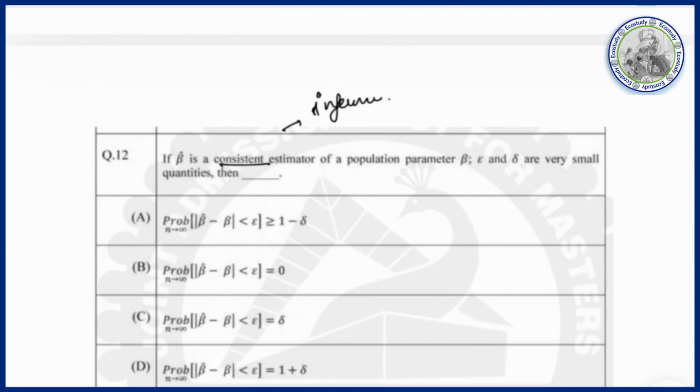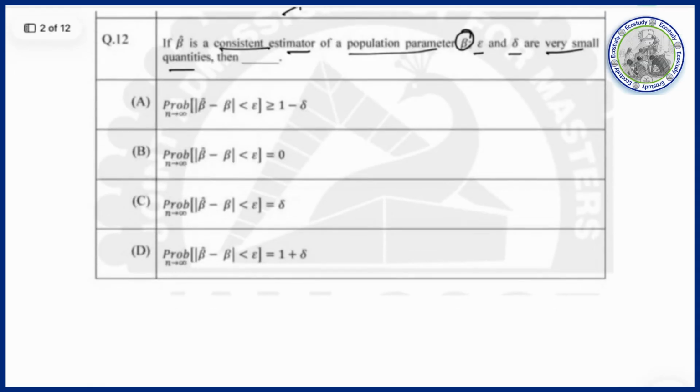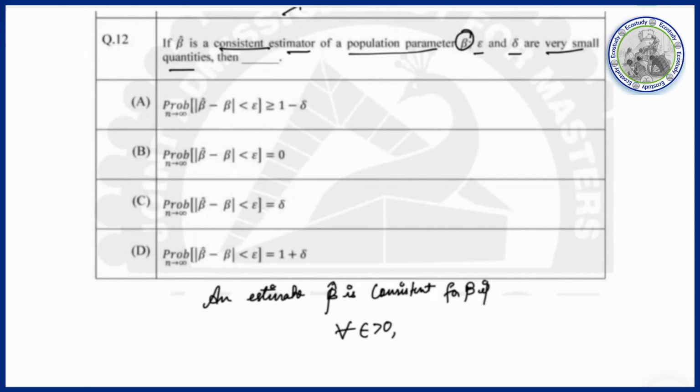Okay, I am also taking all the inference paper in this. So what is this asking? If beta hat is the consistent estimator of the population parameter beta, and epsilon and delta are very small quantities, then which of the following is true? So when you see it, an estimator beta hat is consistent for beta if for any epsilon greater than 0, the limit as n tends to infinity of the probability that |b - beta| is less than epsilon is equal to 1.